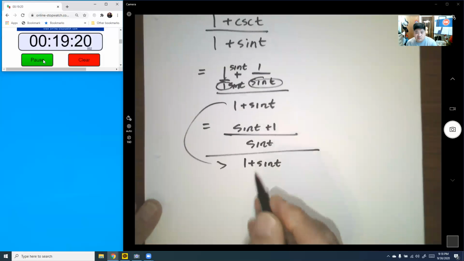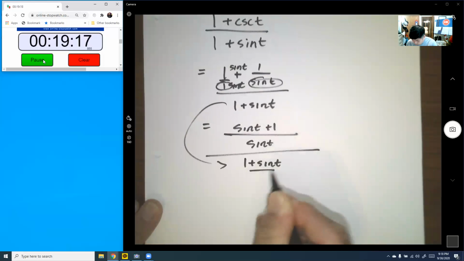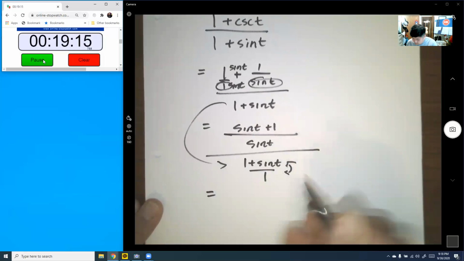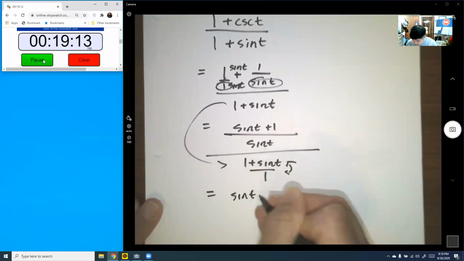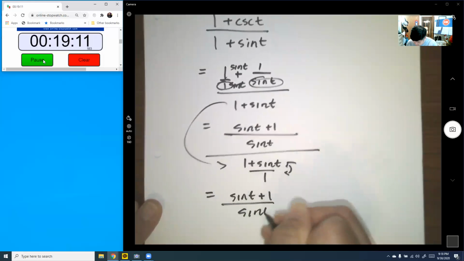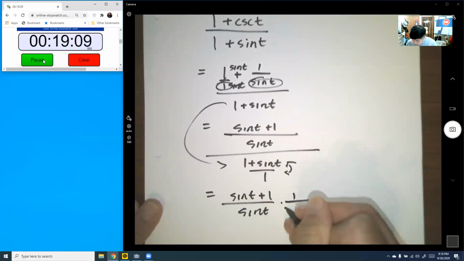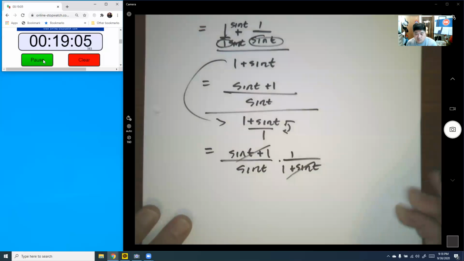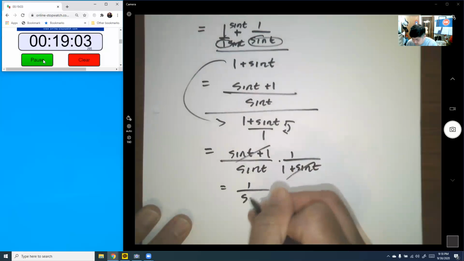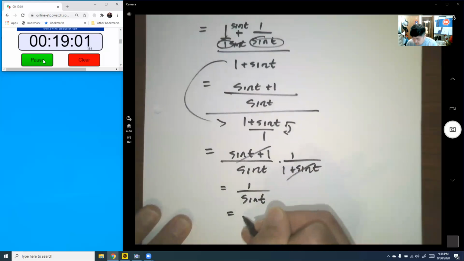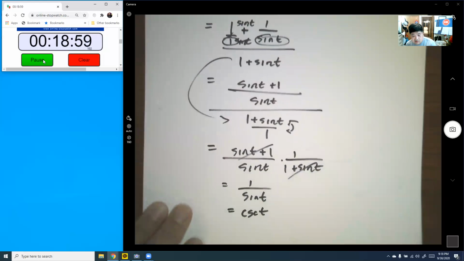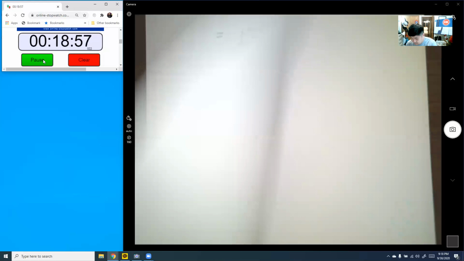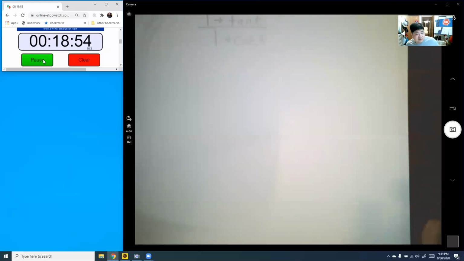And that is actually 1 plus sine of t over 1. Then I'll multiply by the reciprocal here. So I have sine of t plus 1 over sine of t times 1 over 1 plus sine of t, and then the sine of t plus 1 divide out, so I have 1 over sine of t, and 1 over sine of t is cosecant t if I want to write it like that. All right, so that is, oh, there's another one, number 6.